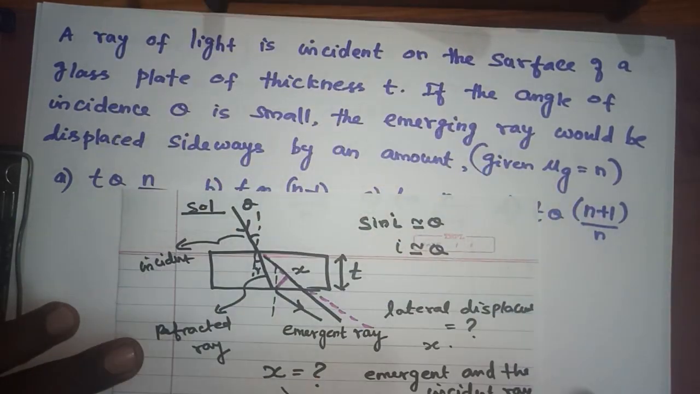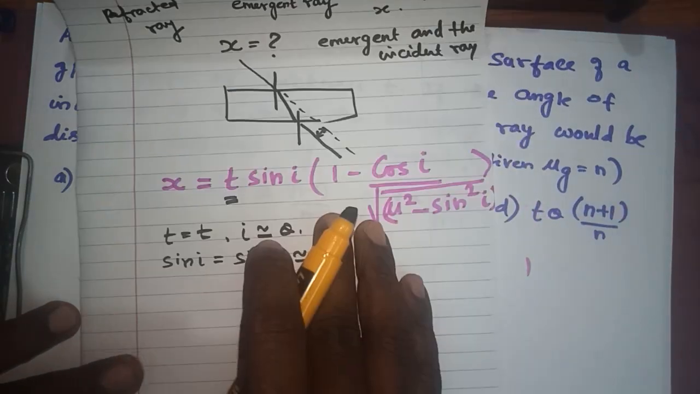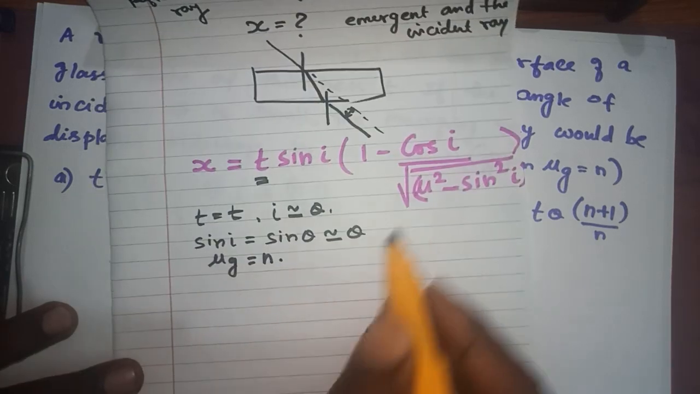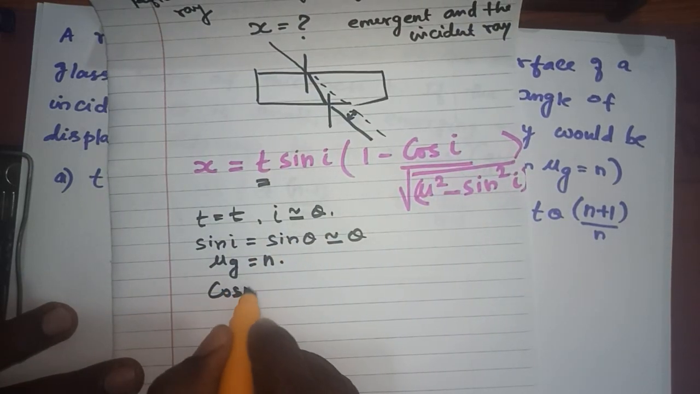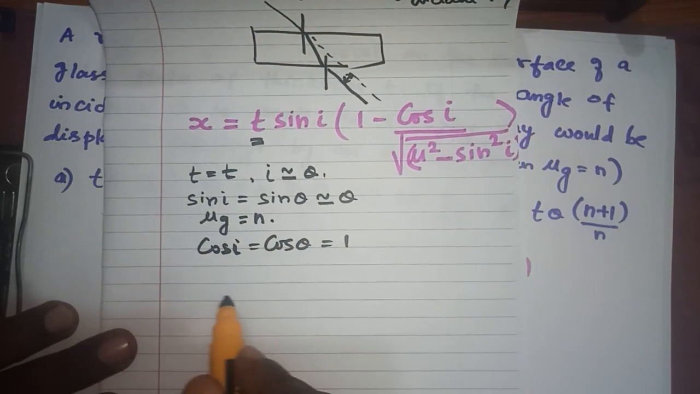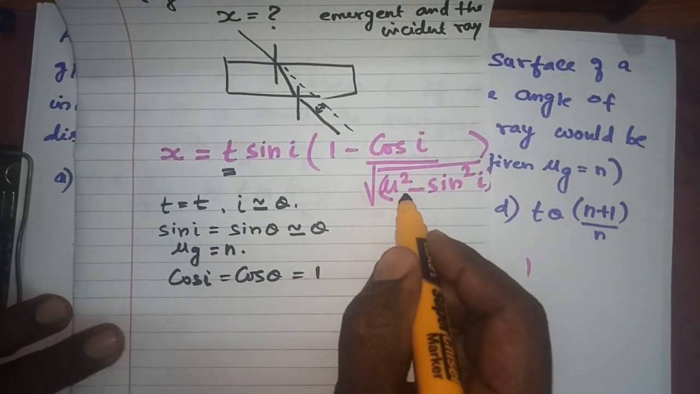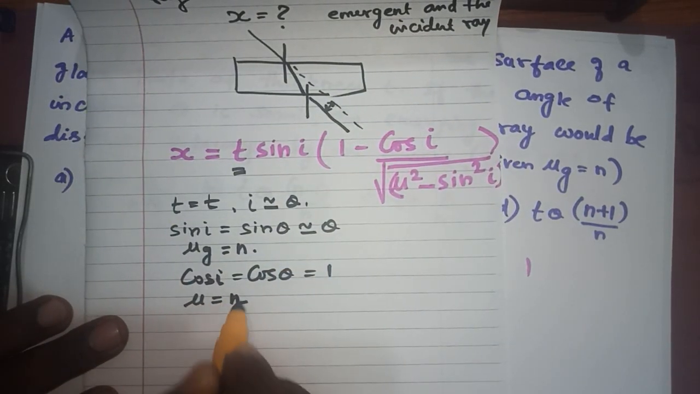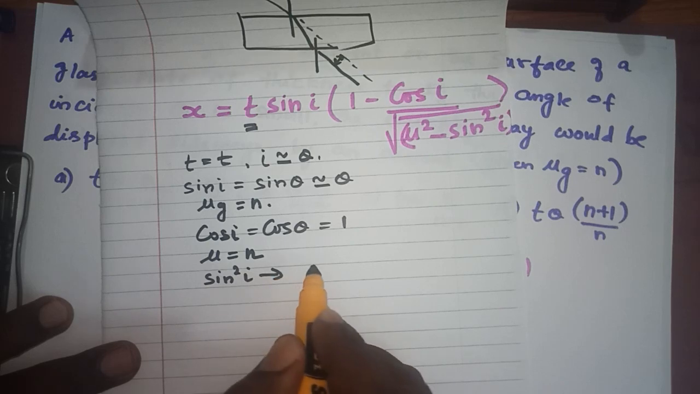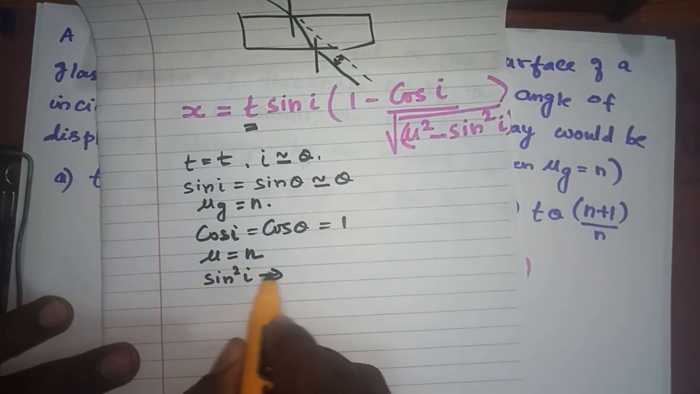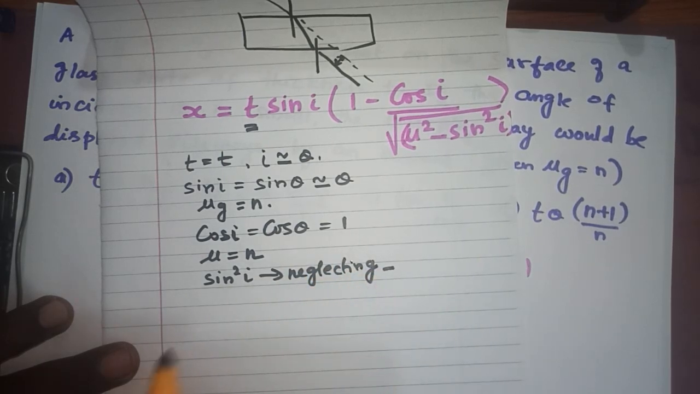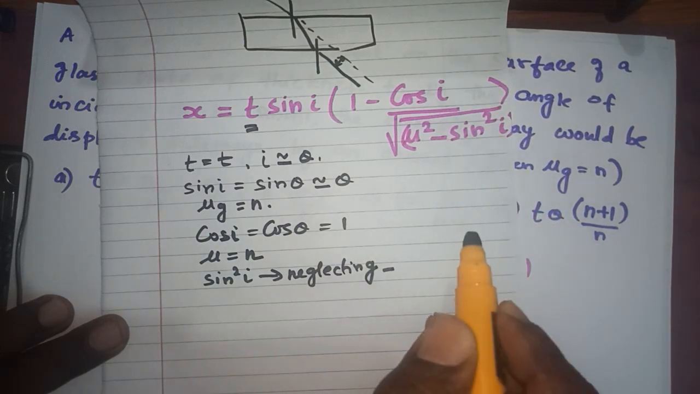and the image would be displaced sideways by an amount, and mu g, the refractive index, is given as n, and the other terms here, cos i, that is my cos theta, which I can equate to 1 for a small angle. And the rest of the formula, mu square, I have mu is equal to n. And what is sine square i? Sine square i, you need not consider it because of the higher power, so I am neglecting the value of sine square i, because i is very small.